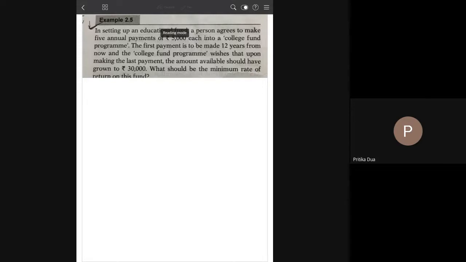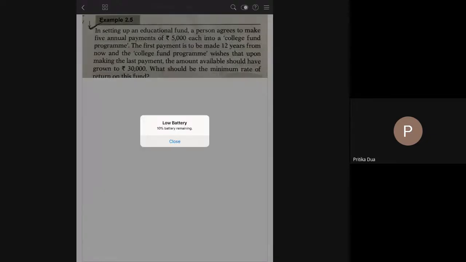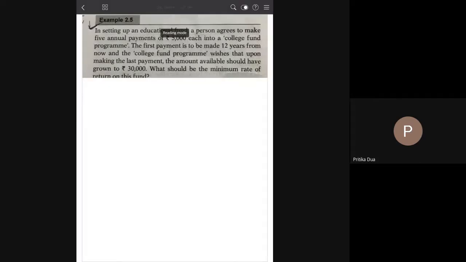Let's read and understand the question. In setting up an educational fund, a person agrees to make 5 annual payments of rupees 5,000 each into a college fund program. The first payment is to be made 12 years from now, and the college fund program wishes that upon making the last payment, the amount available should have grown to 30,000 rupees. What should be the minimum rate of return on this fund?